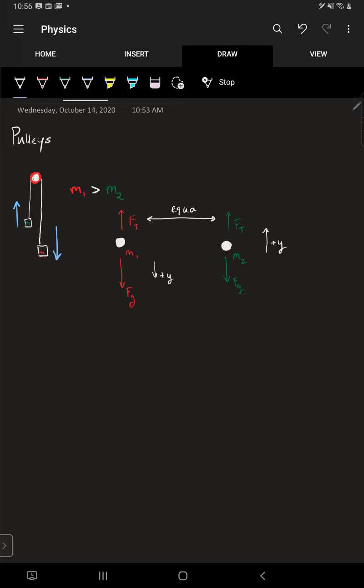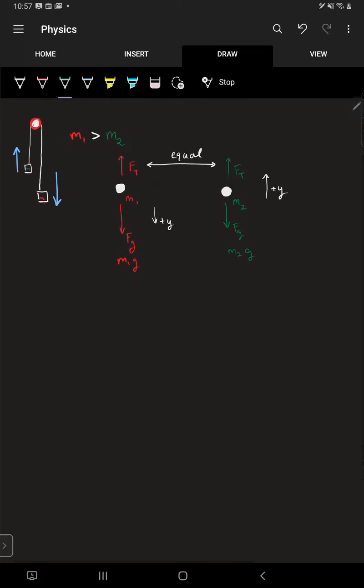These two are equal, right? And these Fg's are not equal because this is M1 times G and this one is M2 times G, all right? And because M1 times G is larger than M2 times G, we showed it right here. Because of that, the force of gravity is larger, so it'll be forced down. Whereas the force of tension is going to be greater than F of G here.